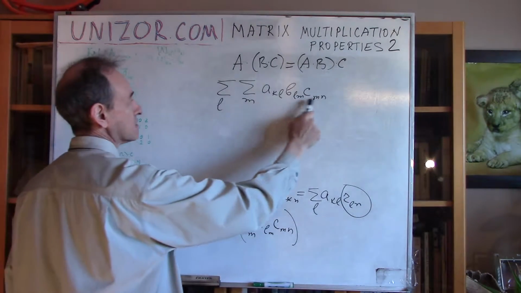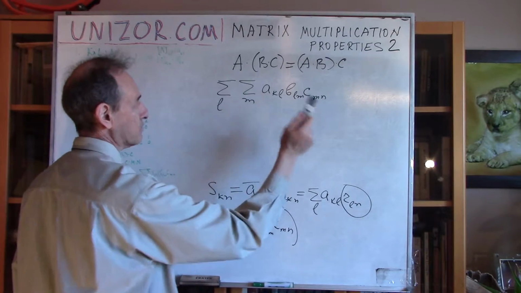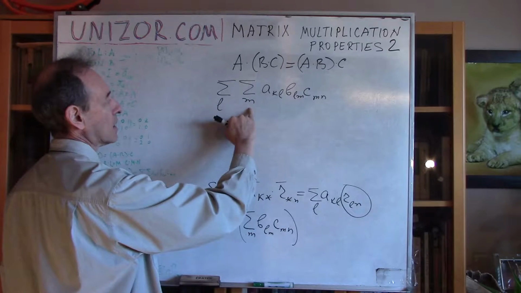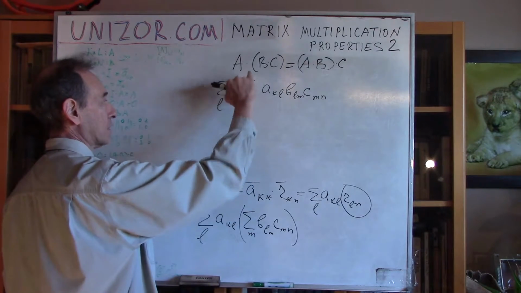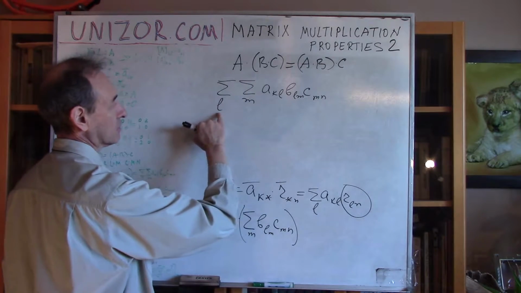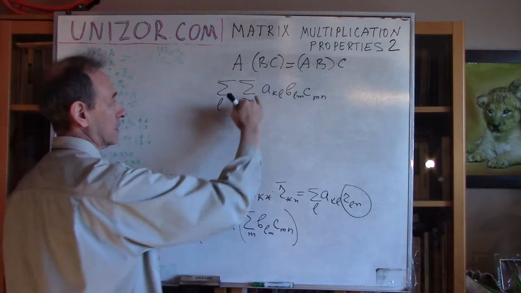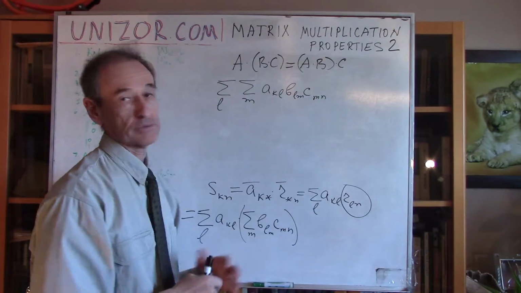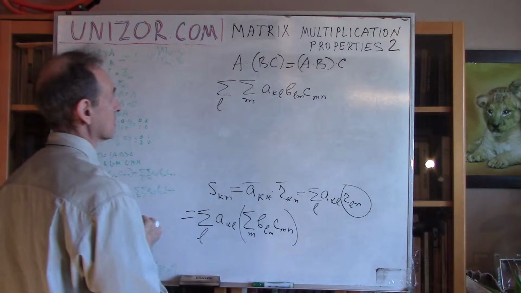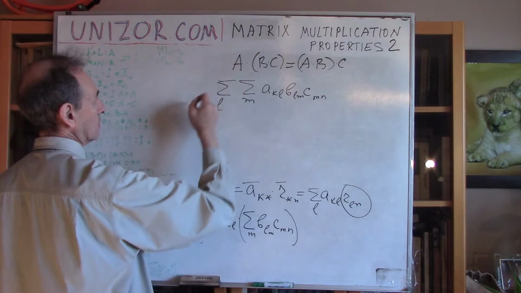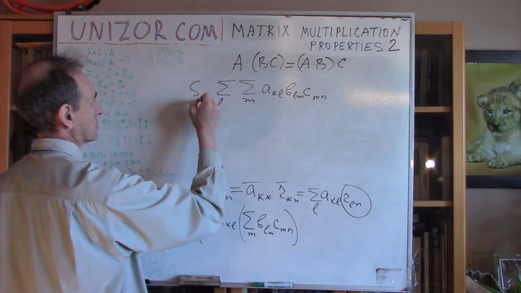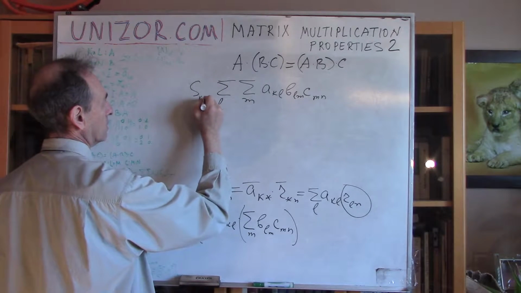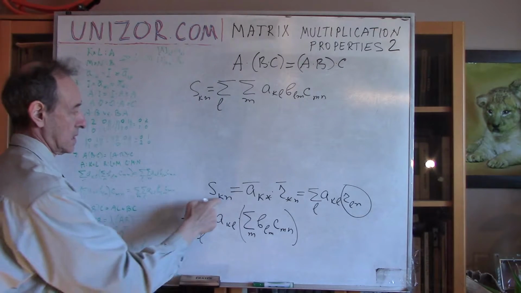So we have these things where K and N are fixed. First, M is changing and we are summing up together. M is changing from 1 to capital M, and then L is changing from 1 to capital L. But this is basically the expression which is on the left. This is an expression of S K N.